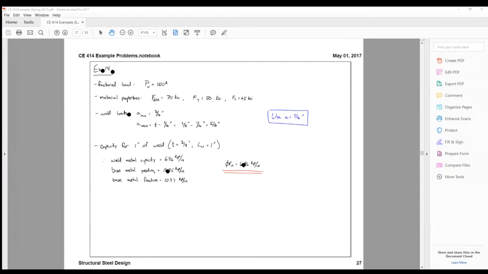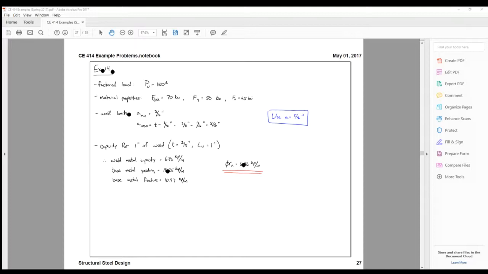So we have a factored load on this of 150 kips. The material properties: it was E70 electrodes, so 70 ksi, and 50 ksi and 65 ksi for the yield and tensile strength of the base metal. Now, for our weld limits, remember, A min you look up, but A max you compute. And so it was between 3/16 and 5/16.